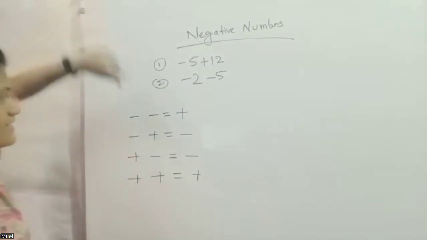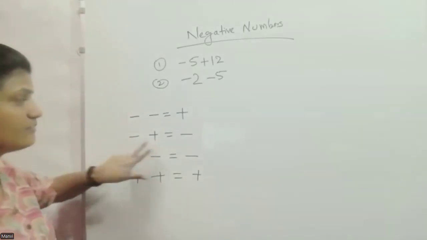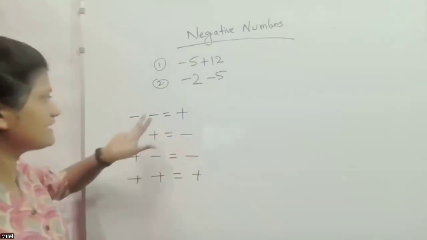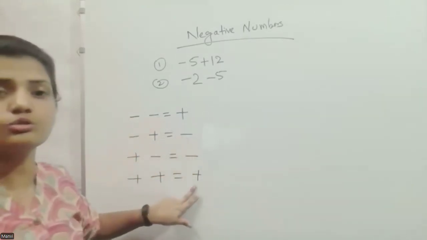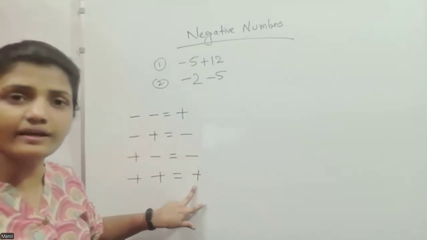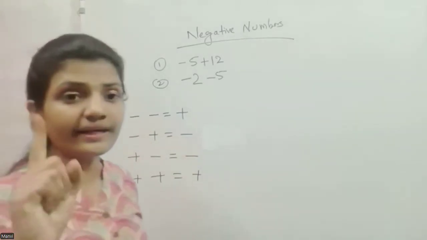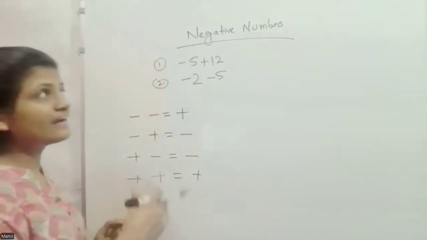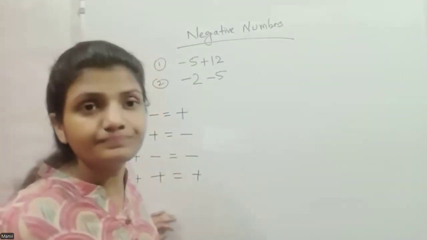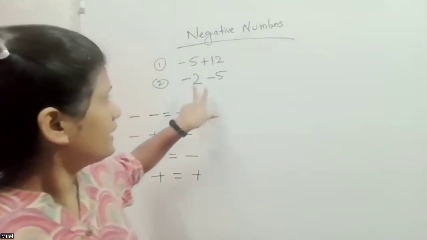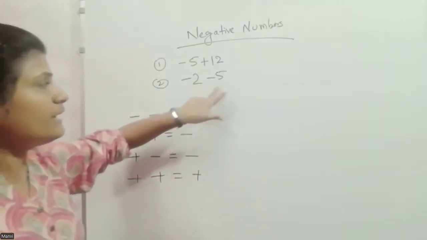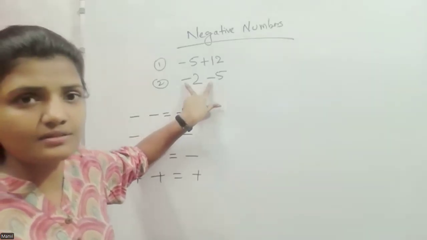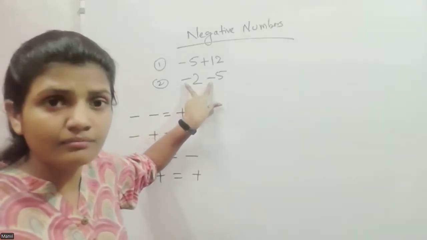Okay. So when there is a minus, when there is a different sign, we always do subtract. And where there is the same sign, minus minus or plus plus, we always do add. Okay? But one thing we need to fix in our mind is that we always put the sign of the one which is bigger. In this question, we do add because there are two similar signs, minus and minus. So we always do add.